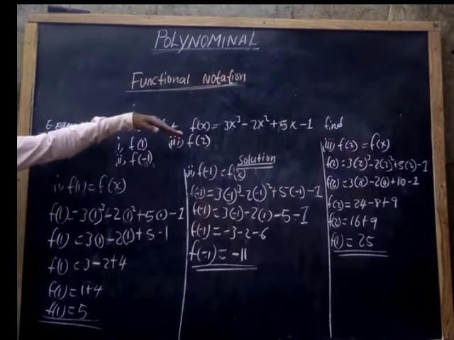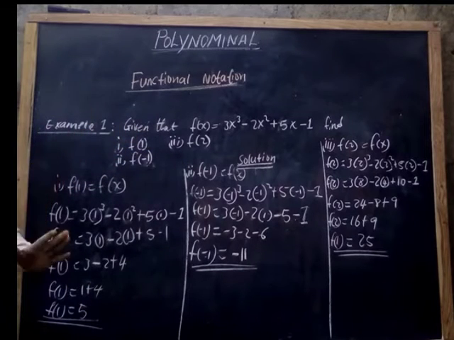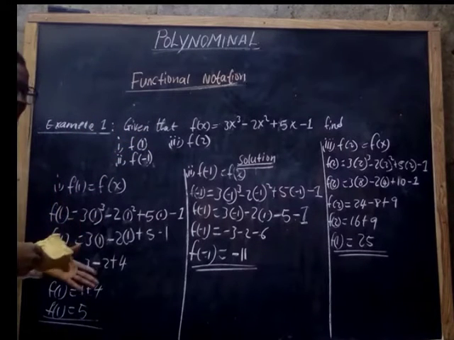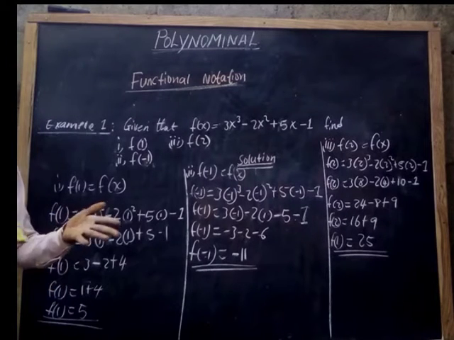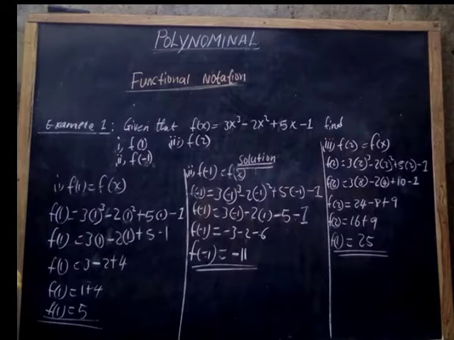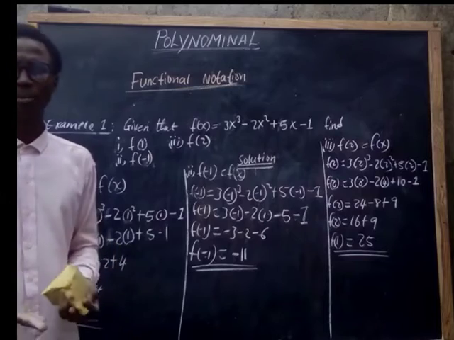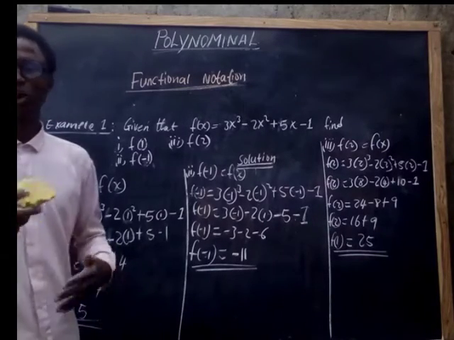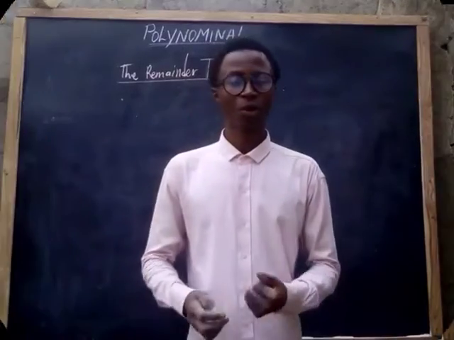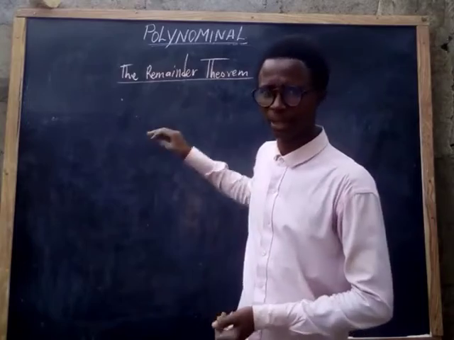But remember, at the end of this class, I will give you an exercise in functional notation. You solve it on your own and send me the answer in the comment section. Good. So thank you. Please take a pen and a piece of paper and practice. Try and understand the concept. If you don't understand, replay it again. We proceed to the next subtopic, the remainder theorem.